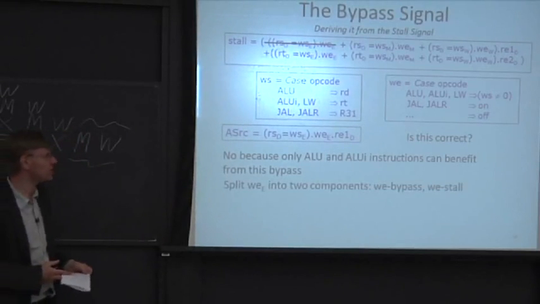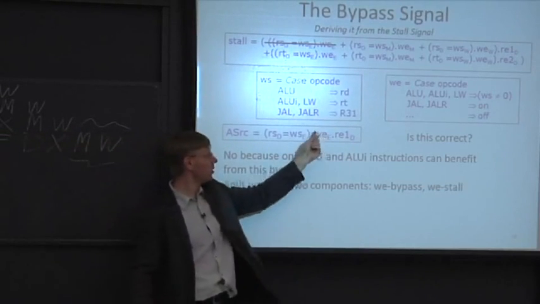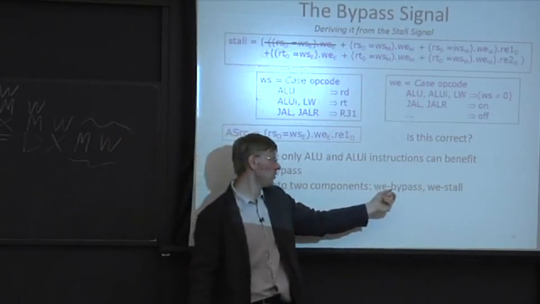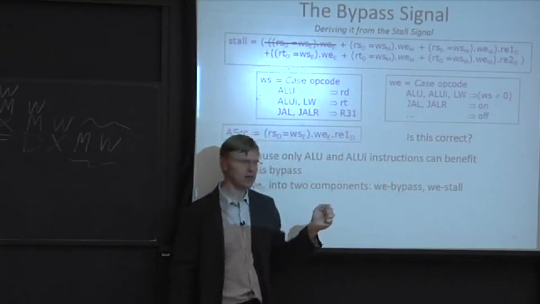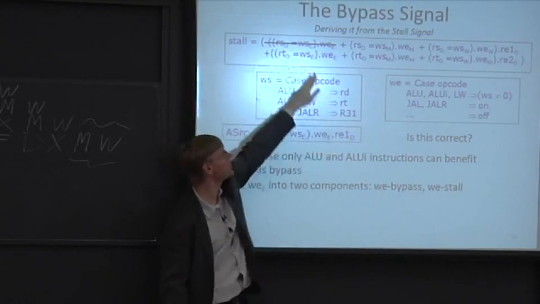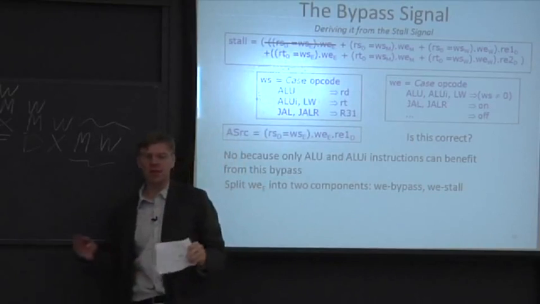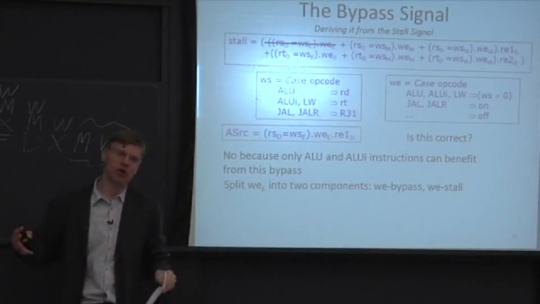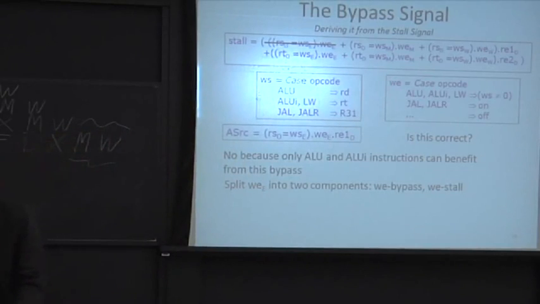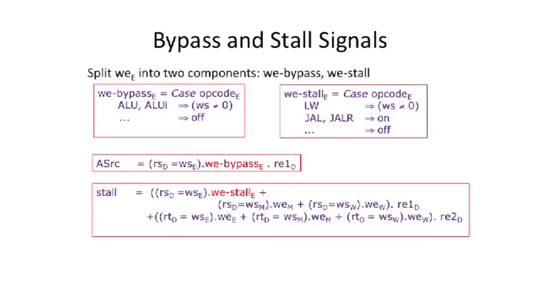So what we're going to do is split the write enable into two components: the write enable that you're bypassing and the write enable that you're stalling. And we're going to reintroduce these two components here with two slightly different write enables, dependent on the decode of the instructions in the execute stage of the pipeline. OK, so let's do that.